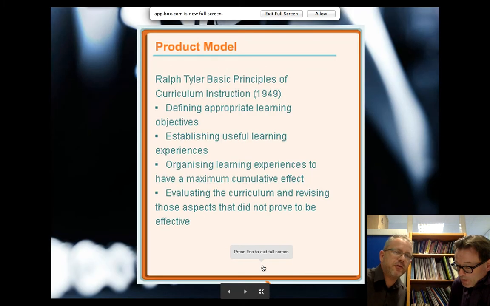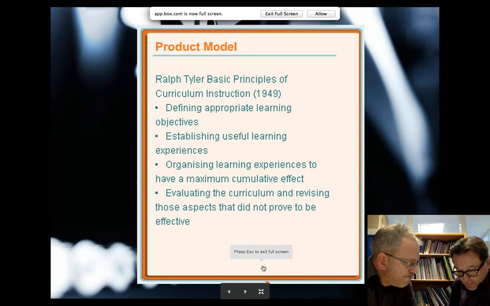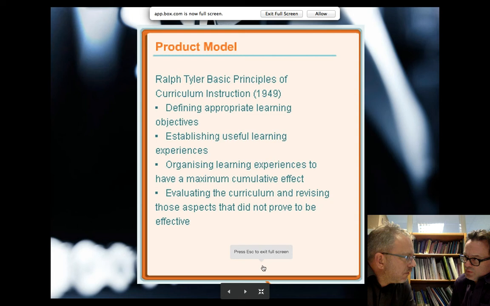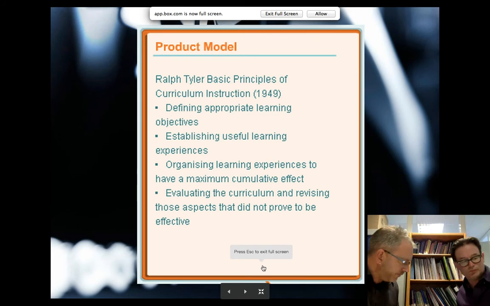Should we start with the first one then? Yes. Now this one, as far as I know, is all about the product model, about objectives, isn't it? Yes, and the main man who keeps coming up is Ralph Tyler. He came up with this theory in 1949, so quite a long time ago. It didn't mean that people weren't using objectives before that.